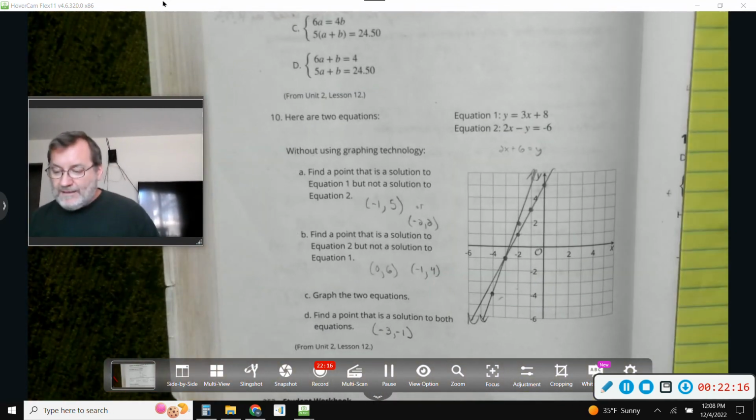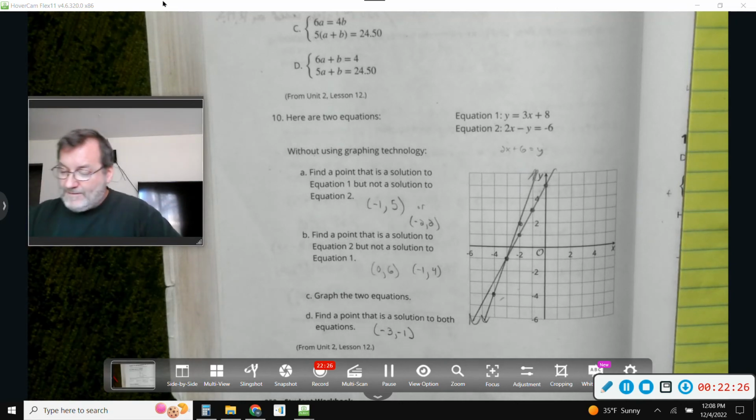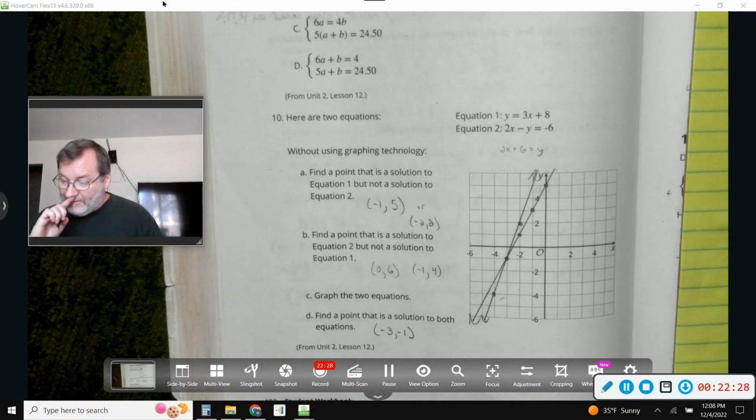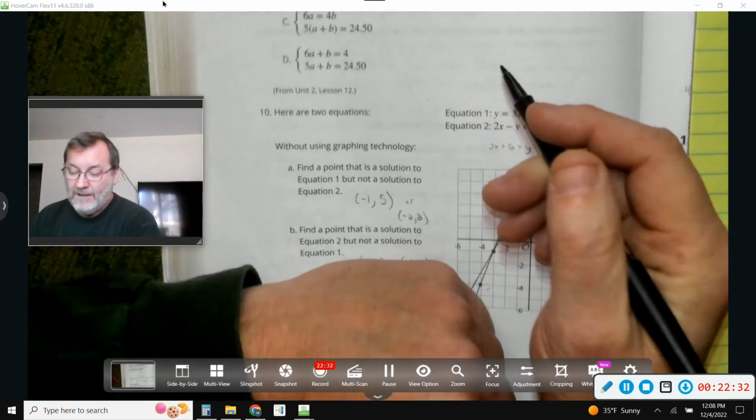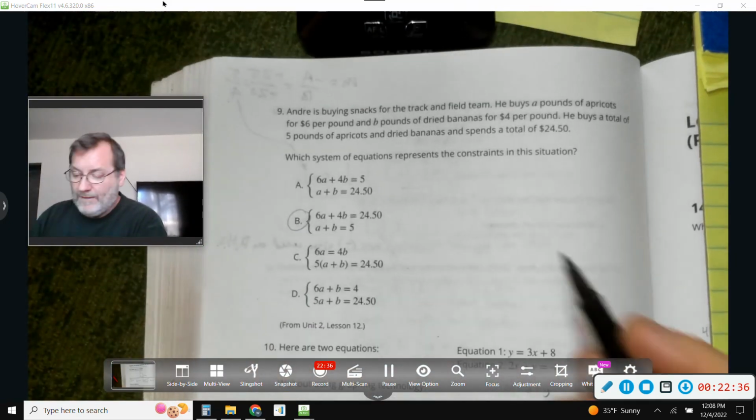Andre is buying snacks for the track and ice cream. He buys A pounds of apricots for $6 a pound, and B pounds of dried bananas for $4. He buys a total of 5 pounds of apricots and dried bananas, and spends a total of $24.50. Okay, so let's break this down. They're giving us 2 equations, 2 unknowns.